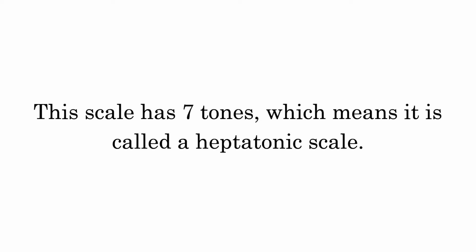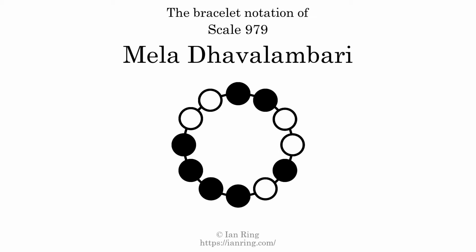This scale has 7 tones, which means it is called a heptatonic scale. This is a bracelet notation diagram of scale 979. The shaded circles represent tones that appear in the scale, and they are read clockwise, starting at the top.